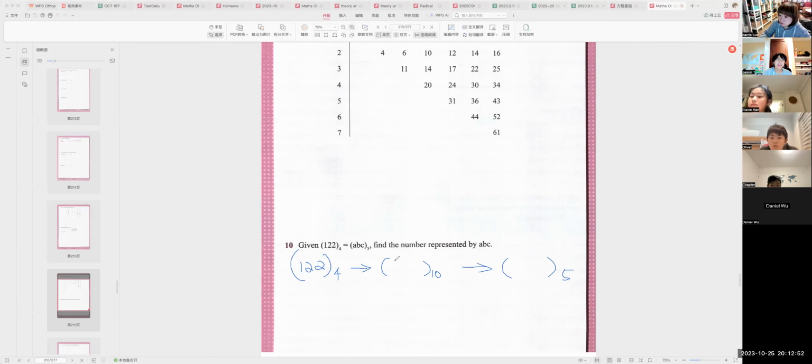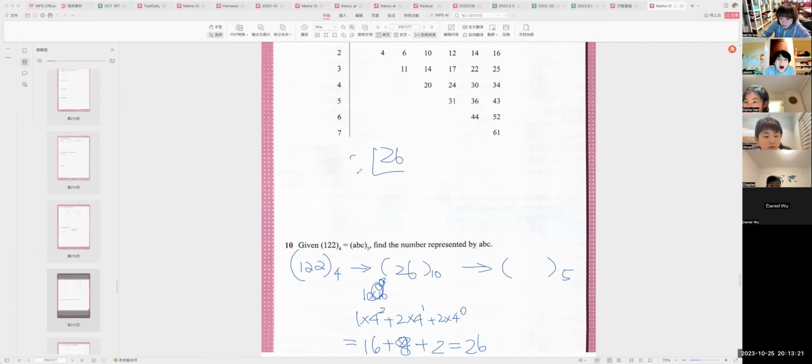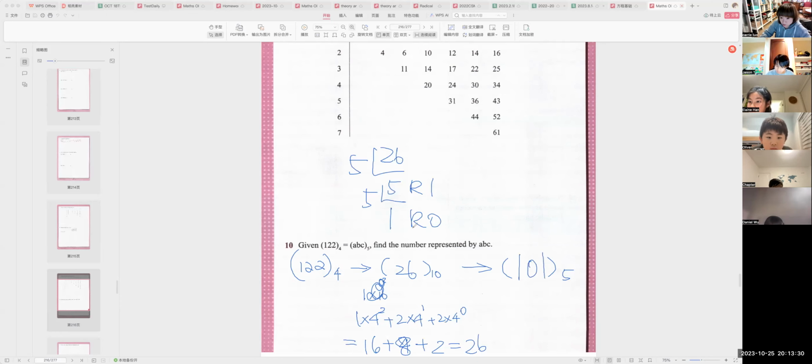Get it, Elaine? Get it, Oliver? Okay, so we have already learned how to transfer to 10, right? So it's 1 times 4 squared, plus 2 times 4 to the 1, plus 2 times 4 to the 0. Correct? Equals 16 plus 8 plus 2 equals 26. And now I'm going to use 26 divided by 5 equals 5 and remainder 1, and 5 divided by 5 equals 1 and remainder 0. So the answer is 101. So ABC equals 101.